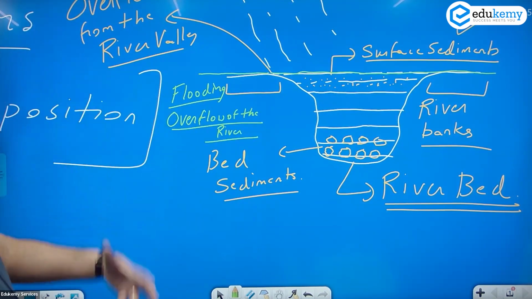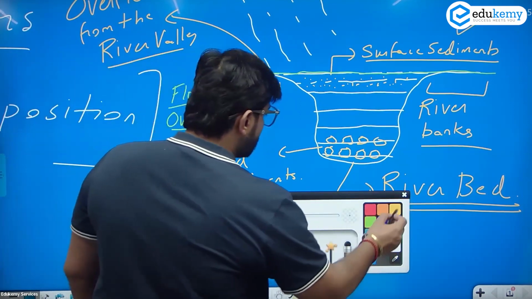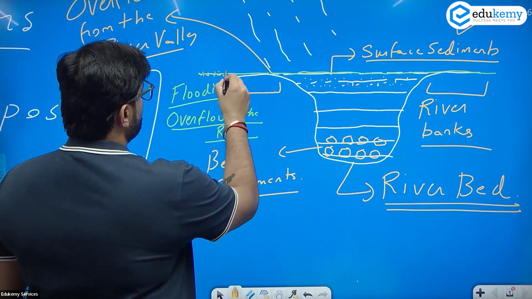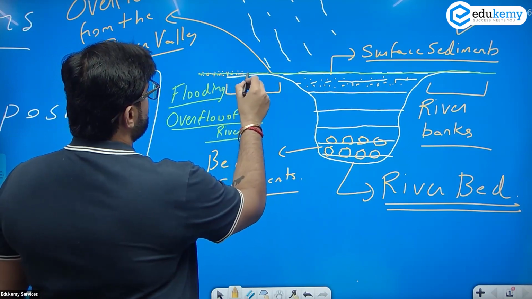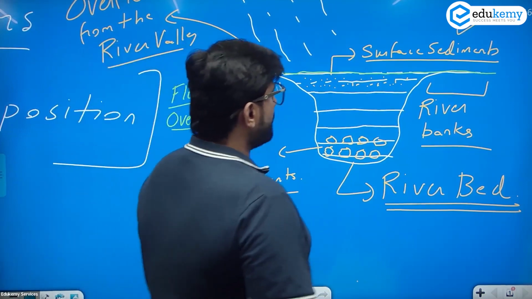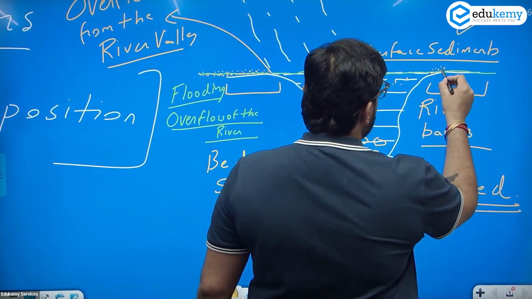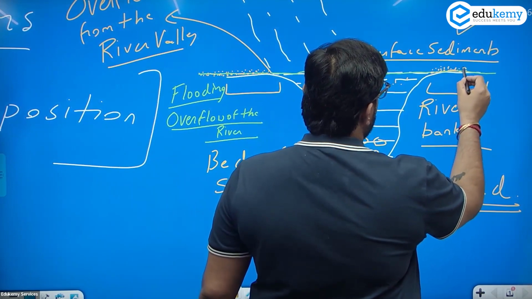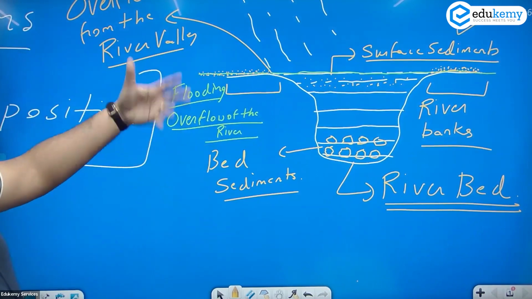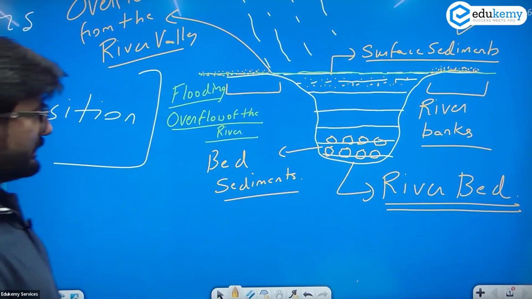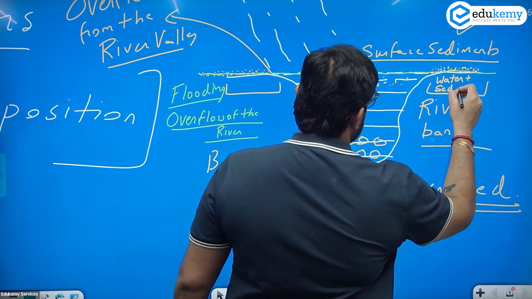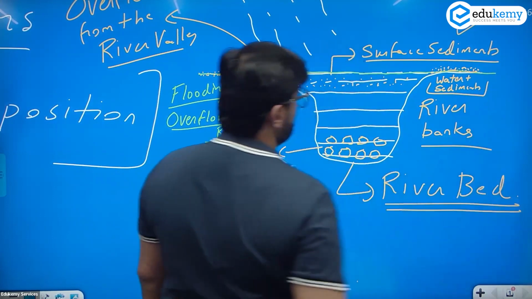Now, when the overflow takes place, since at the surface there is the presence of surface sediments, these surface sediments also overflow with the river, and these surface sediments reach regions on the river banks. So on the river banks there is now water and also sediments. We have both water plus sediments at the river bank.